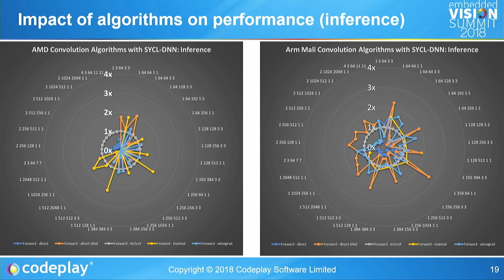Yeah, I know it's a confusing graph. It does make sense once you've got your head around it. Each color is a different algorithm doing the same operation, and around the circle are the different sizes and shapes of convolutions.